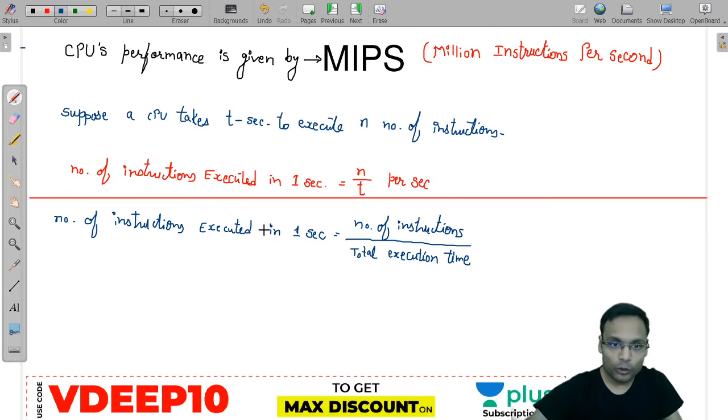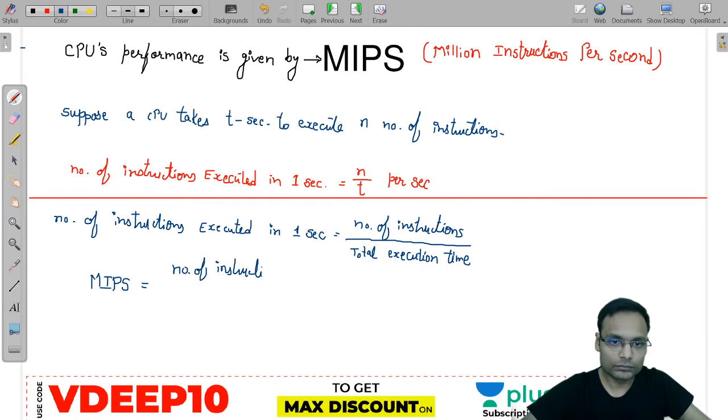So if I want to go from here to MIPS, then it will be very simple. MIPS will be equal to number of instructions divided by total execution time. टोटल लिख देना दो, नहीं तो बोलोगे सर यहाँ टोटल लिखा यहाँ नहीं लिखा, तो फिर कौन सा एग्जीक्यूशन टाइम लें? कंफ्यूजन है सर.